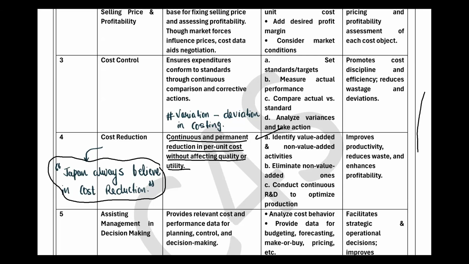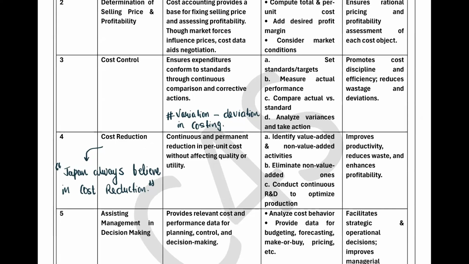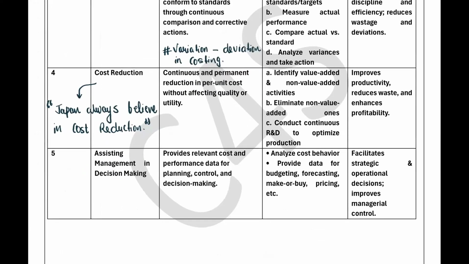So the point is to identify value added and non-value added activities. What is value added or non-value added? The non-value added you should reduce; eliminate non-value added, as I just told you. Conduct continuous R&D to optimize production. If you think about Japan, you will easily understand what cost reduction is. Cost reduction improves productivity, reduces waste, and enhances profitability. So I hope the fourth term is very much clear, with the objectives of cost accounting.